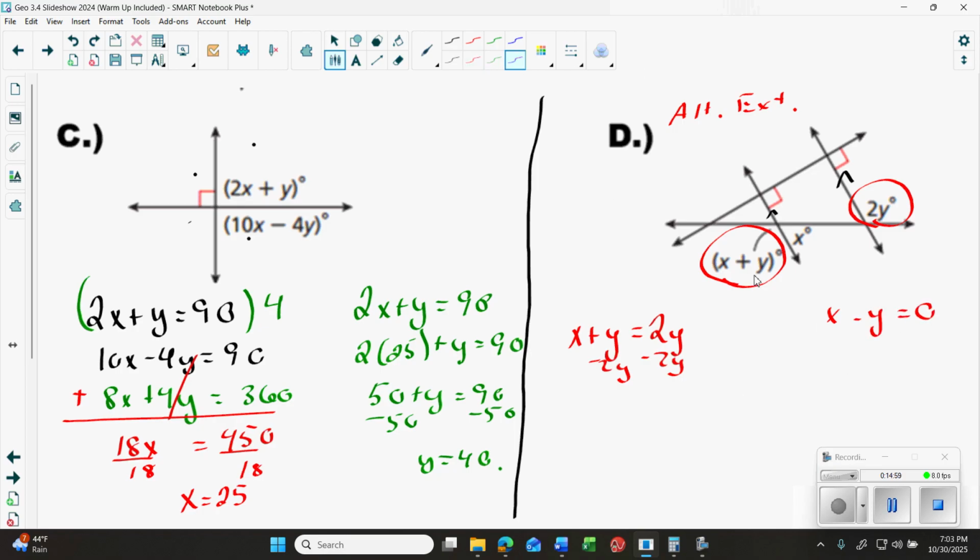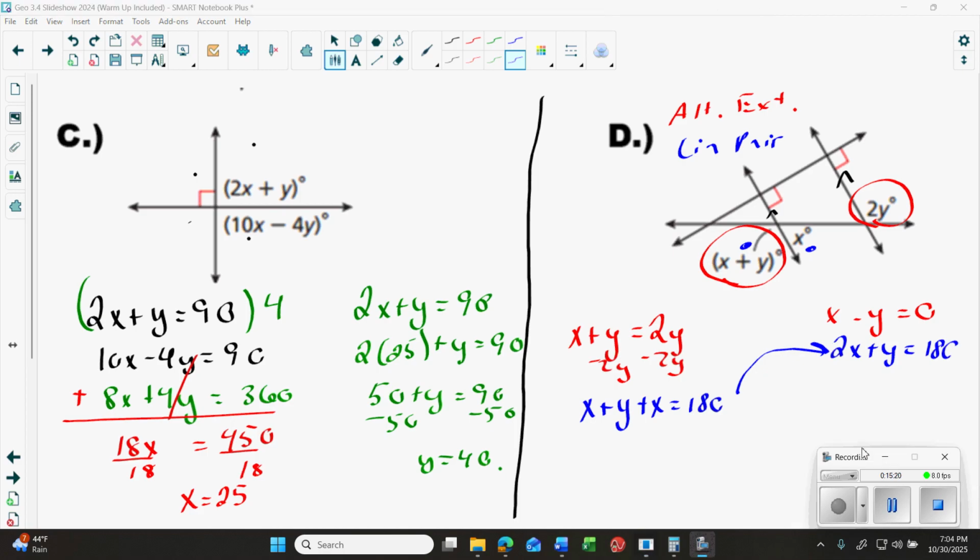Now let's do, how does this first right angle and this angle form? Well, that's a linear pair. So that's going to be x plus y plus x equals 180, or in other words, 2x plus y equals 180.